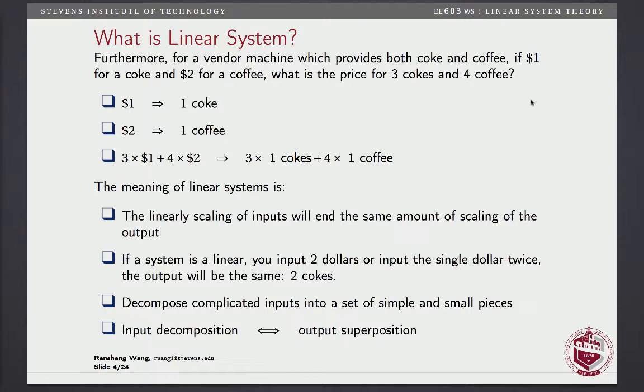The linear system tells you that if you have a very complicated input, you can always decompose the input into many small pieces, to make every individual piece easier to handle. For every small input, you get a small output. When you add all the small outputs together, that's the total output. So that's the general idea about the linear system.